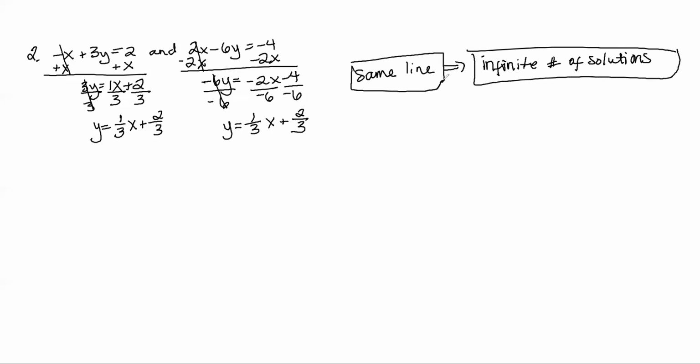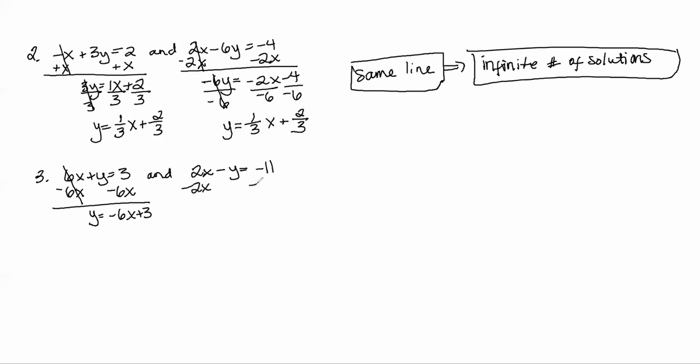That one's usually the easiest to see. If you have the same slope, different y-intercepts, has to be parallel. And then our last case, this is what we're going to be looking for. So number 3, 6x plus y equals 3, and 2x minus y equals negative 11. So if we go ahead and subtract 6x on this first one, we get y equals negative 6x plus 3. And we're done already.